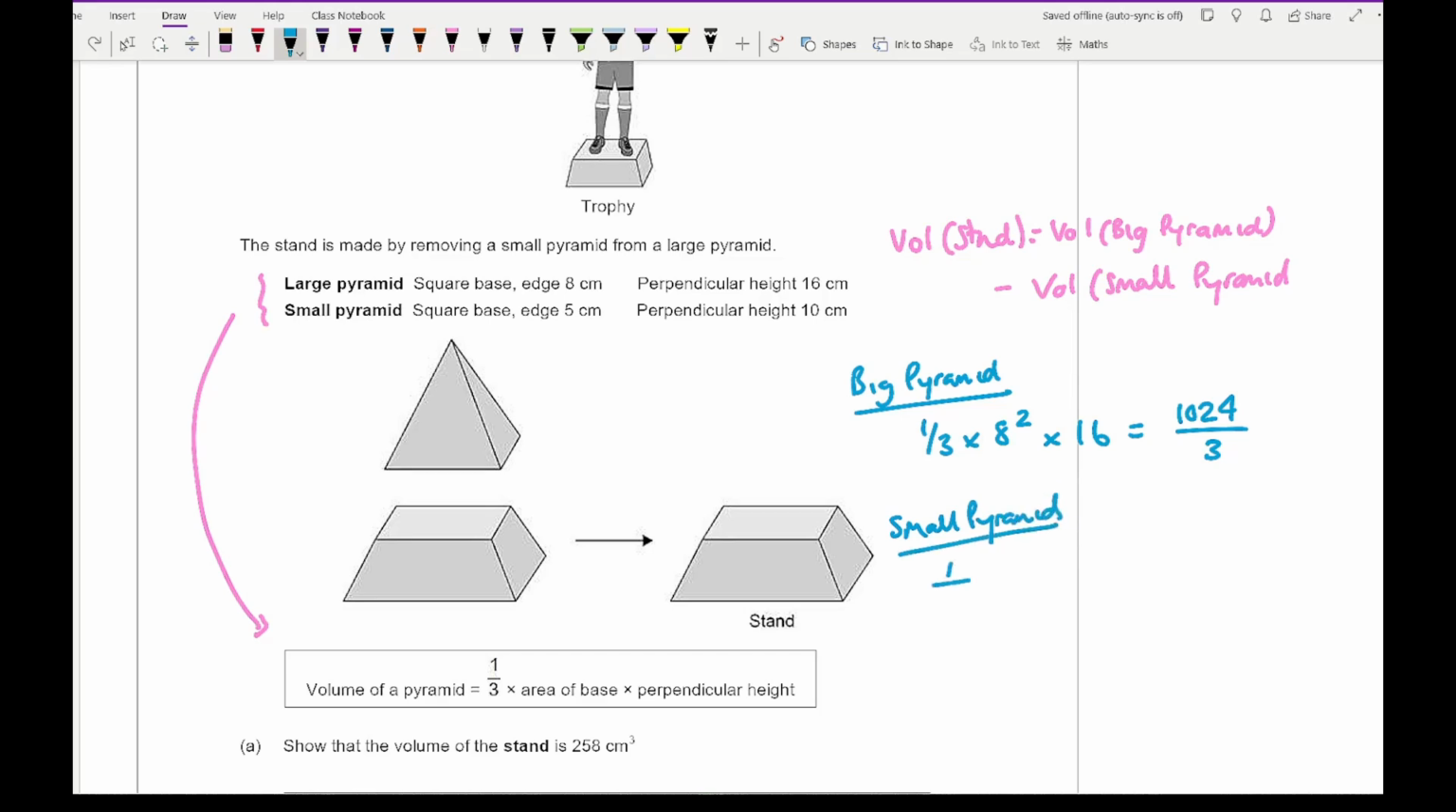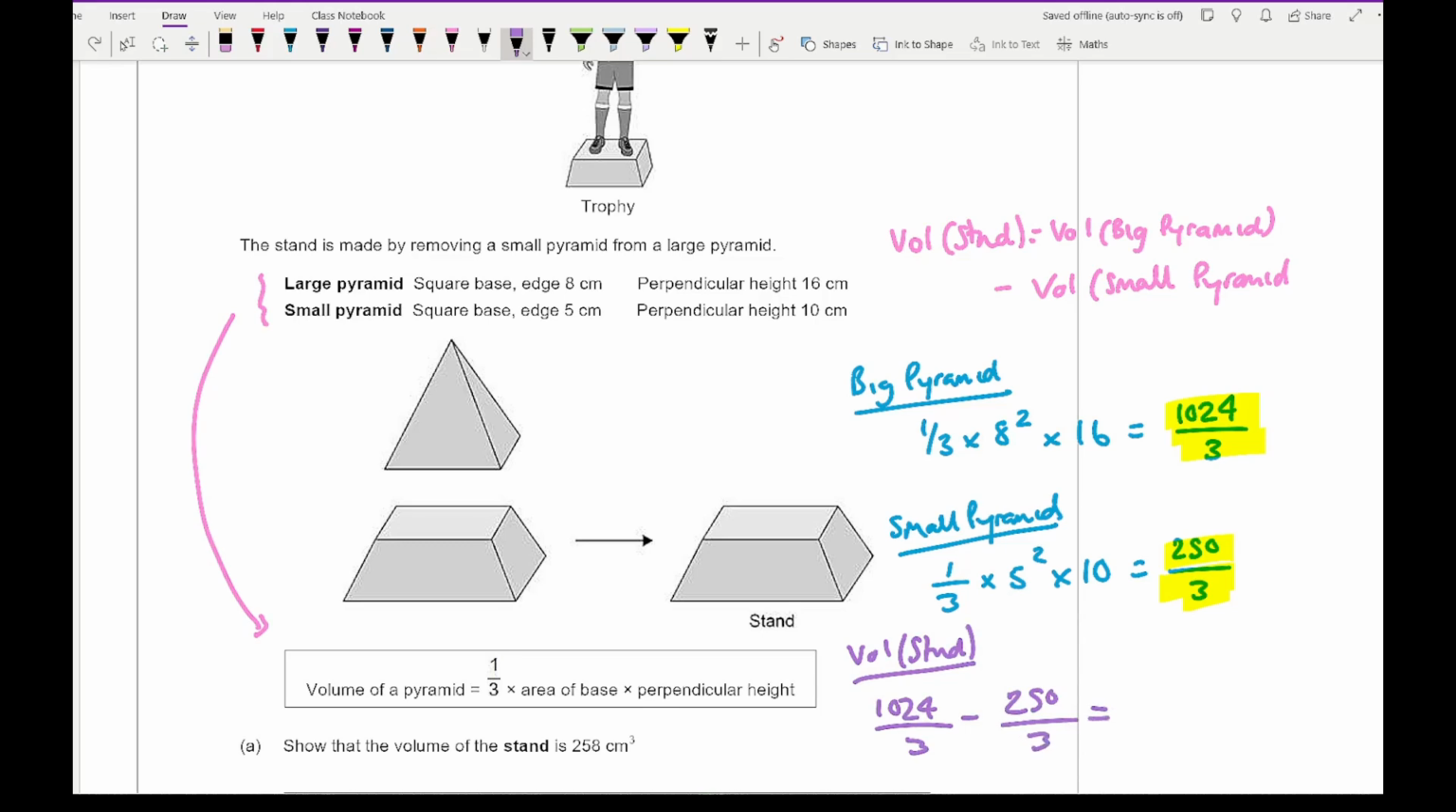Then for the small pyramid, it's going to be using the same formula. This time the square base is going to be 5 squared multiplied by the height, which is 10. If I substitute that into my calculator, I get an answer of 250 divided by 3. All that's left is to subtract these two numbers. So the volume of the stand is going to be equal to 1024 divided by 3 minus 250 divided by 3. If you've used the decimal equivalents, that's absolutely fine, but you should have an answer of 258, which is exactly what they wanted me to show.